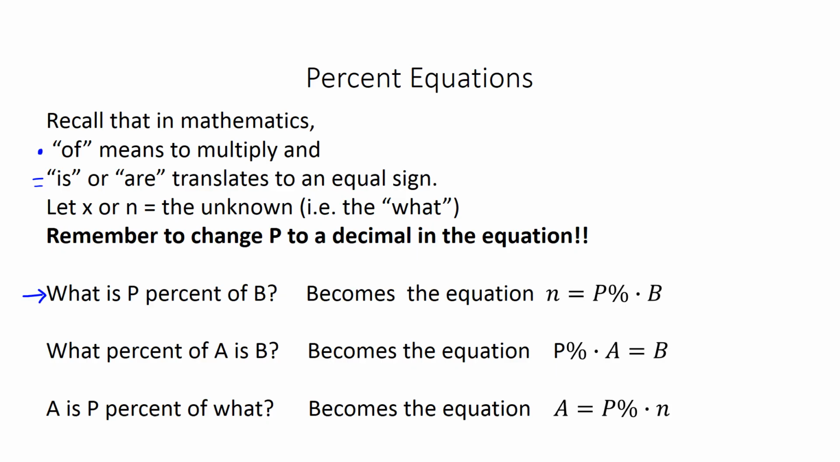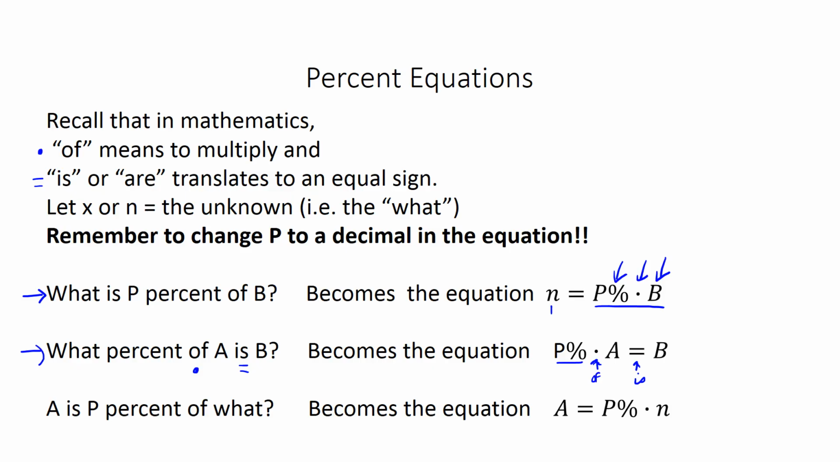What percent of B is A? Means what percent of B, so times B, and that's what we're wanting to know. So the answer is P percent of B, which is what we've done before in this class. When we want to know what percent of A is B, is becomes equal, of becomes times. So we want to know what percent, times A, is B. We would set up the percent equation that way.